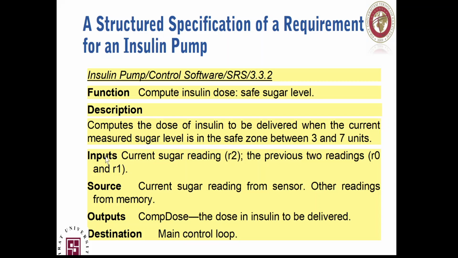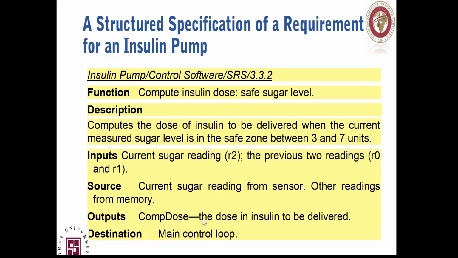Pass it now. Inputs: current sugar reading. So we read the sugar from the blood by a certain sensor. And the previous two readings, R0 and R1. So we have two readings stored in the memory and one current reading that at the moment is read. Okay. Source, from where we get these readings. The current sugar reading comes from a sensor. The previous ones come from memory. Why? Because we need to read them and store them. The sensor will not keep the current reading. It will just get it and provide it.